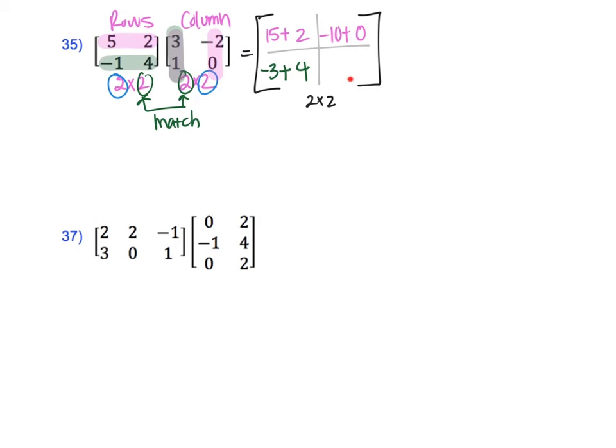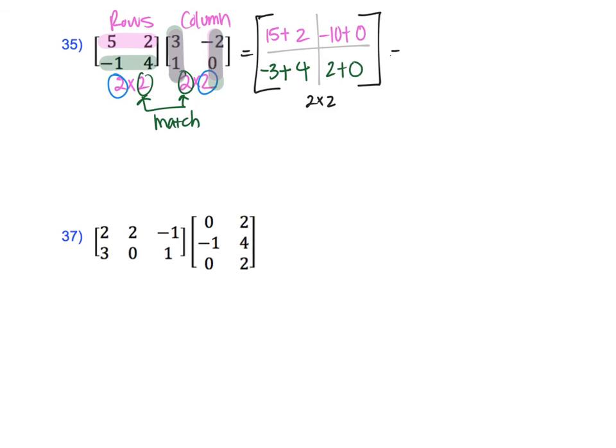And last but not least, this is the second row with the second column. So I'm going to take this second row and multiply it by this second column. So first number times the first number, negative 2 times negative 2 gives me a positive 4, plus 4 times 0 gives me a 0.